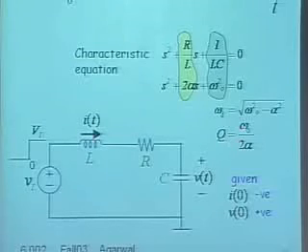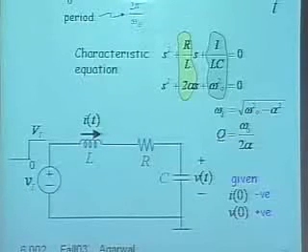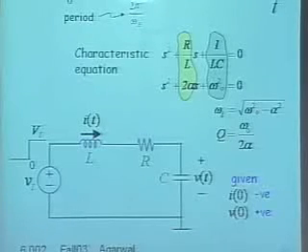So these parameters, alpha, omega naught, Q, and omega d, pretty much characterize everything else that I need to know about the circuit. First of all, omega d is the frequency of oscillation. And since omega d is the frequency of oscillation, then I know that the time period of oscillation is 2 pi by omega d.